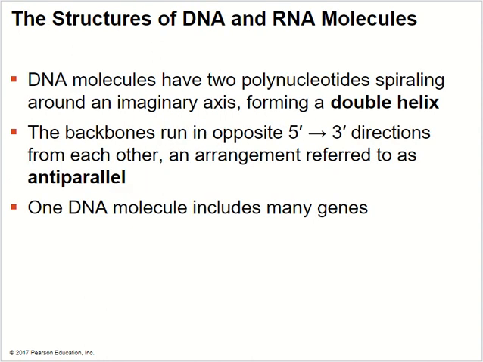DNA molecules have two polynucleotides spiraling around an imaginary axis, forming a double helix. The backbones run in opposite 5' to 3' directions from each other, an arrangement referred to as anti-parallel. One DNA molecule can include multiple genes.